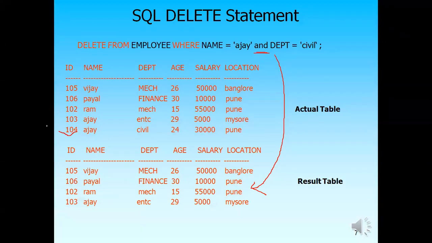So if you observe this database, there is one record which is matching my criteria. Here name is Ajay and department is civil. Both the conditions should match here because we are using the logical AND operator. Right? Because of this AND operator, both the conditions should match. My first condition is name equal to Ajay. Second condition is department equal to civil.